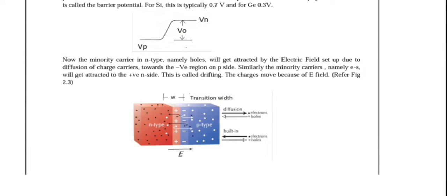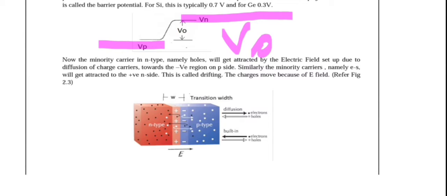For silicon the barrier potential is typically 0.7 volt and for germanium it is 0.3 volt. Vp stands for the potential of the p side and Vn stands for the potential at the n side, and the difference is given by V0. V0 is the difference in potential energy between the p type and n type.